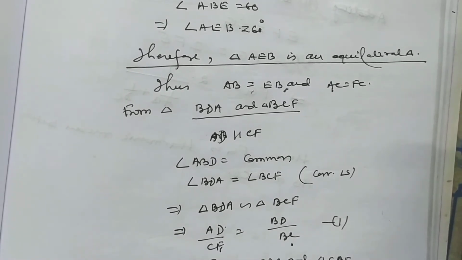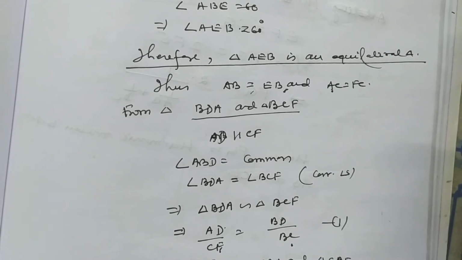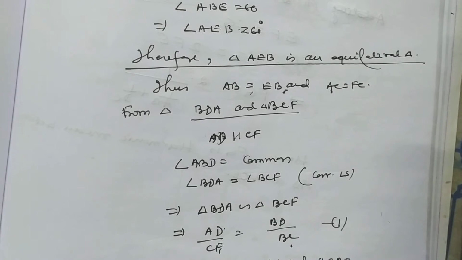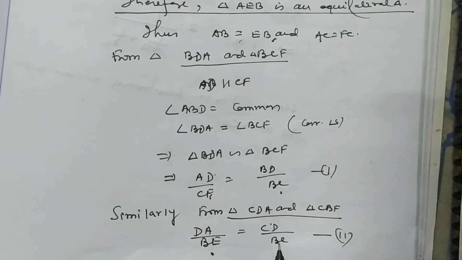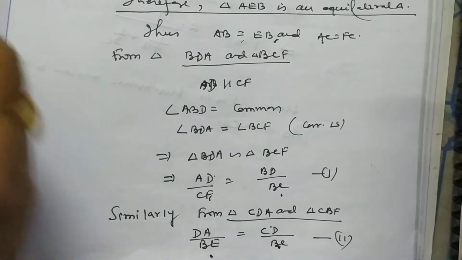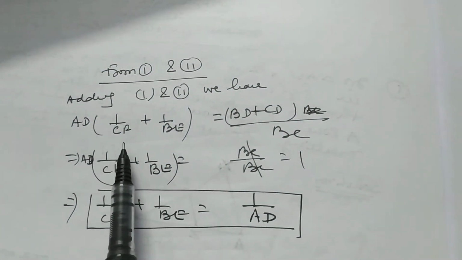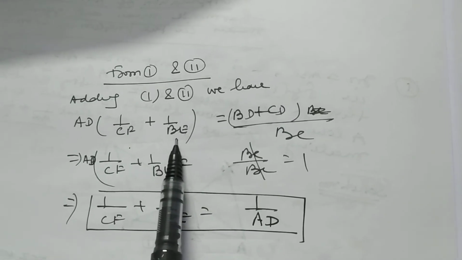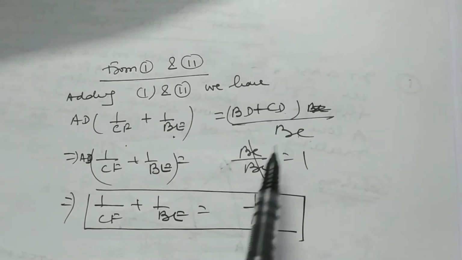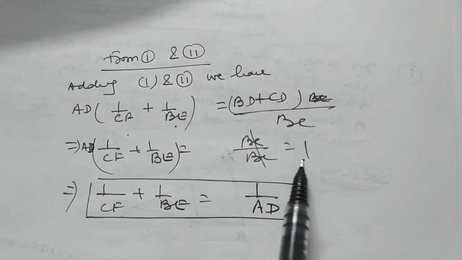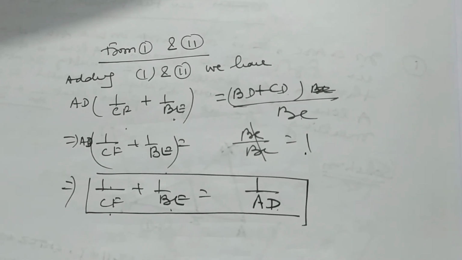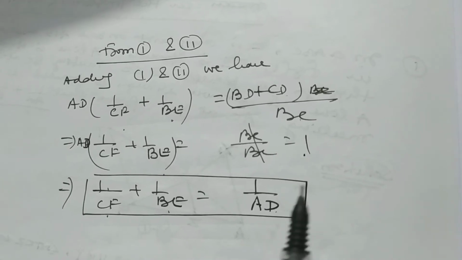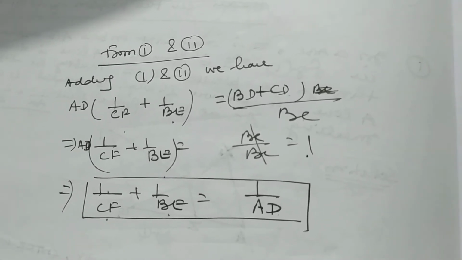Similarly, from triangles CDA and CBE, DA by BE is equal to CD by CB. Adding these two results, from first and second, taking AD common, we have AD (1 by CF plus 1 by BE) is equal to (BD plus CD) by BC. So BC by BC is equal to 1. So 1 by CF plus 1 by BE is equal to 1 by AD. My dear colleagues, in this way we can solve a problem in which there is an Olympiad component.